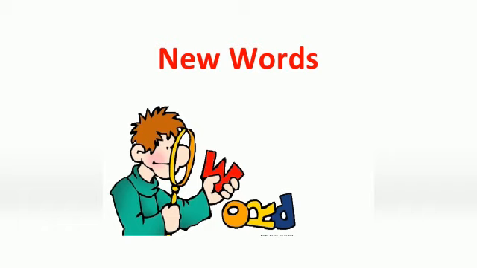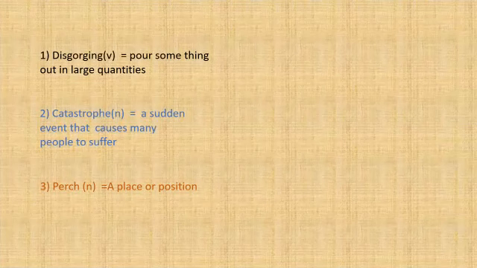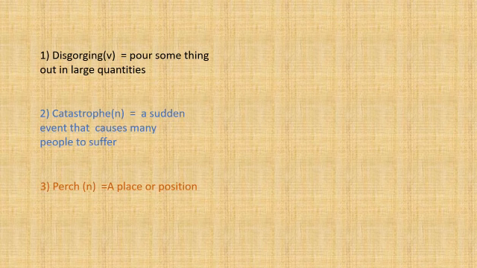Before starting with the actual reading of the text, let's see some new words which we shall come across in our reading. Disgorging, pour something out in large quantities. Catastrophe, a sudden event that causes many people to suffer. Perch, a place or position.